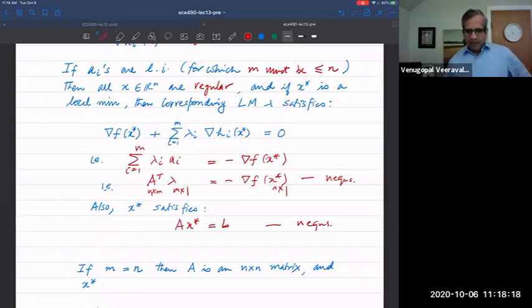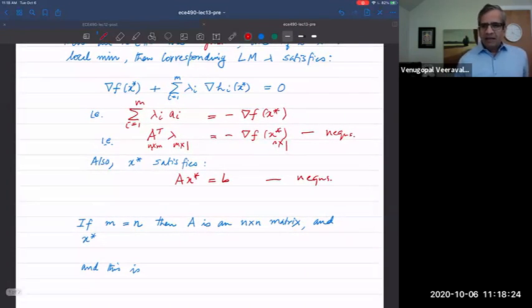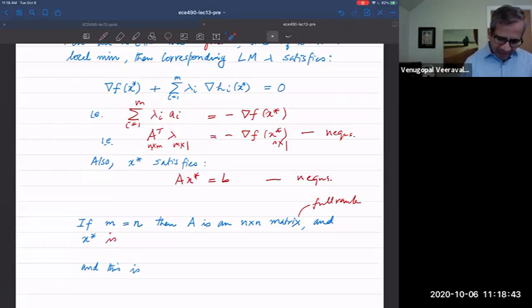Okay. But let's look at the case where m equal to n. Then A is an n by n matrix, which is actually full rank because we are assuming that the rows of A are linearly independent. And so x star then becomes unique. So I can actually solve the constraint equation directly. I don't even care about the Lagrange multipliers because x star is unique, and I don't have anything to do anymore if x star is unique. So x star is just A inverse b.